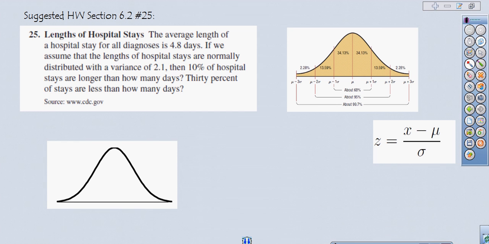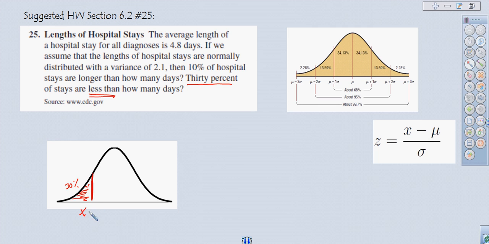Alright, we're going to take care of the second part of number 25 from Suggested Homework 2.6.2. In this case, it's going to be the same process. The only difference is that we're looking at 30%, and that's on the less than side. So we're maybe looking at this spot right here, and this is an approximation. We're saying that 30% is that area underneath, so it's got to be less than that.